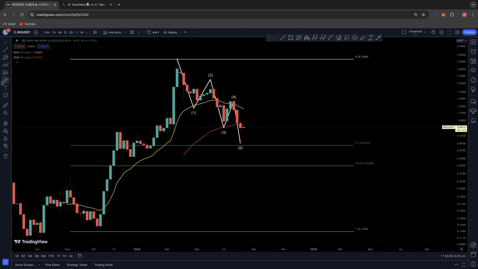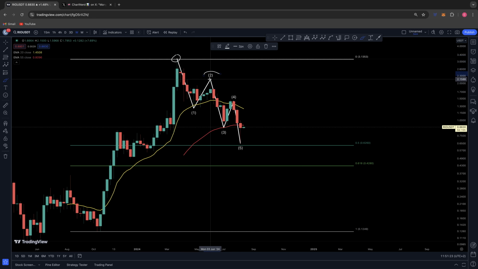Now just a quick breakdown of this 5-wave move. From this all-time high, we pulled back here to the weekly 20 EMA, this yellow line. And we've also got this red line here, which is the weekly 55. On our wave 1 correction from the all-time high, we found support on the weekly 20. At this point, we rallied up, but we failed to take out the all-time high, and we put in a lower high for the wave 2.